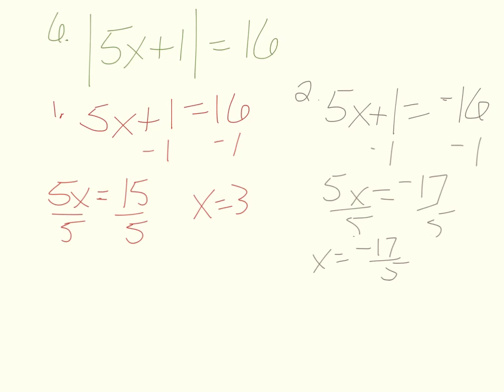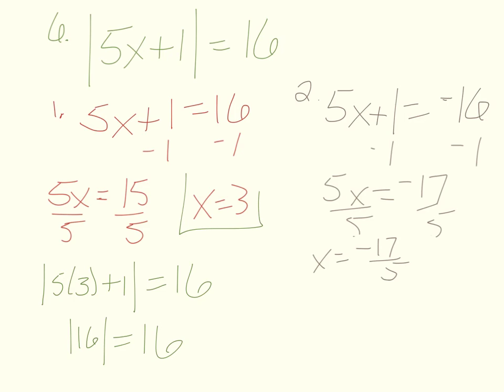And you always want to check what you got after step 1, which in this case is this. This is after step 1. We didn't have to do anything. So now we're going to plug it in. So this is the absolute value of 5 times 3 plus 1 equals 16. Well, 5 times 3 is 15 plus 1. Absolute value of 16 does equal 16. So then, yes, 3 is definitely an answer.